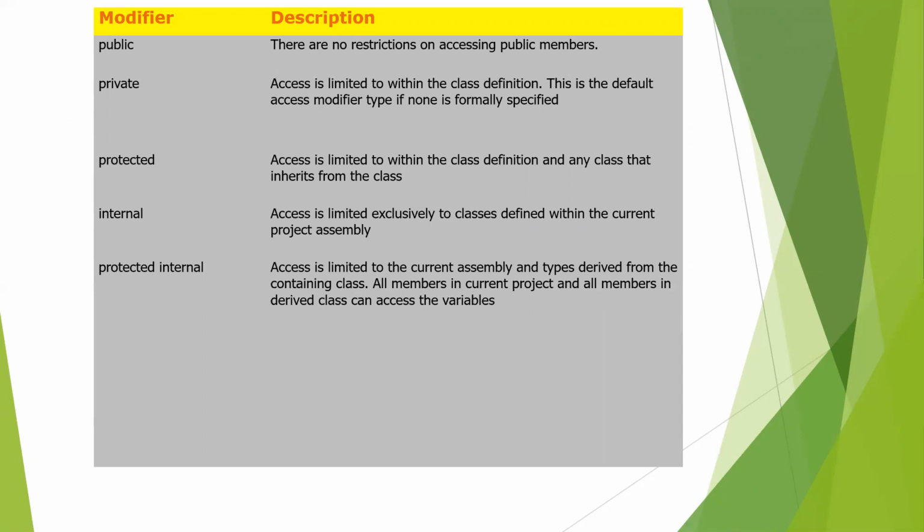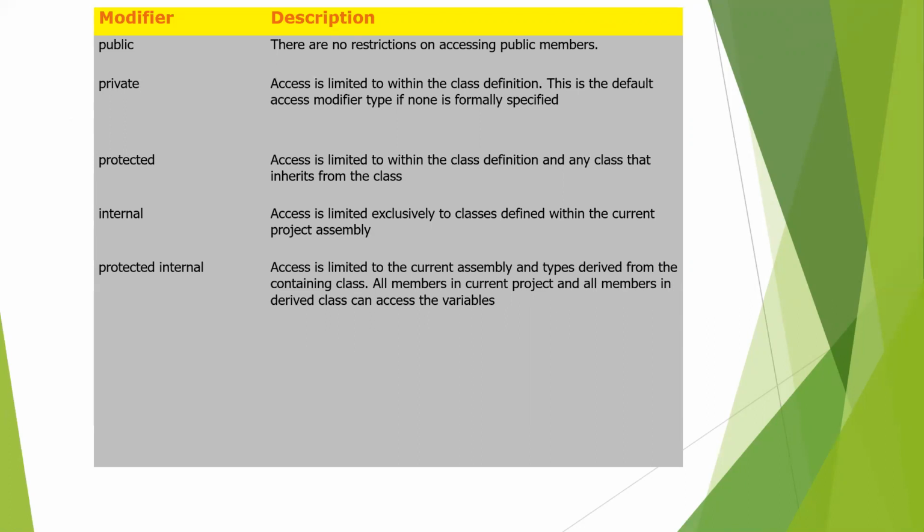Coming to protected, access is limited to within the class definition and any class that inherits from the class. That means we can have access to this protected member not outside of the class, but it is accessible in a derived class.